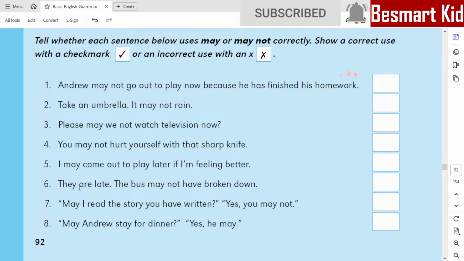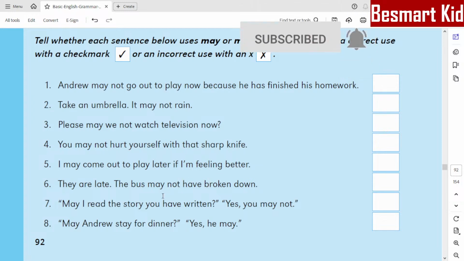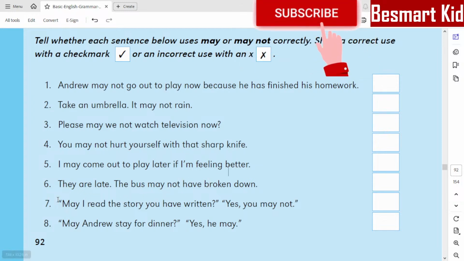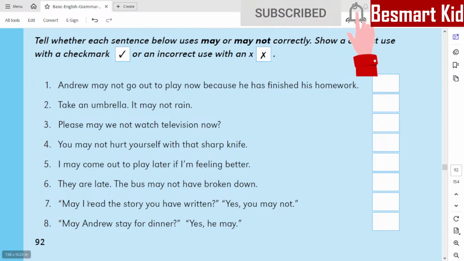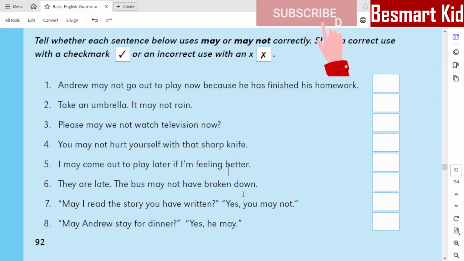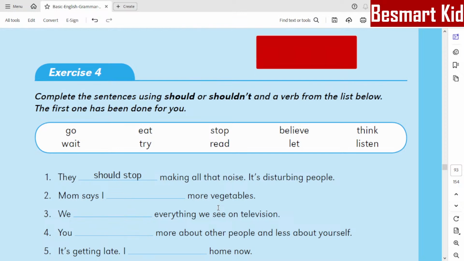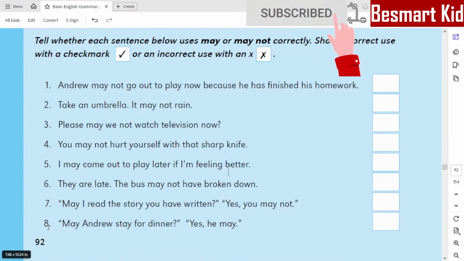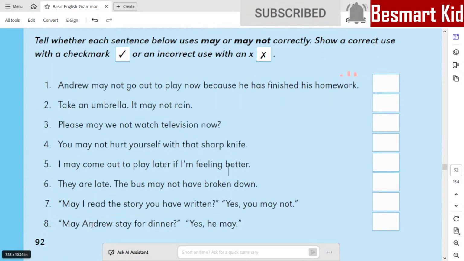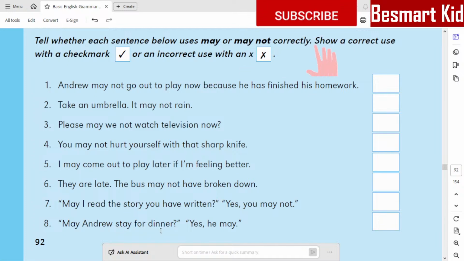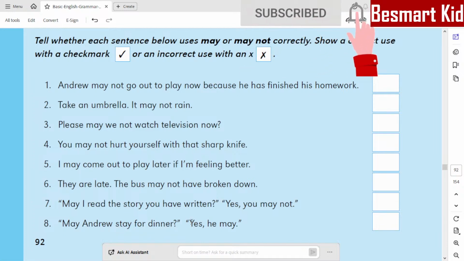6. They are late. The bus may not have broken down. 7. May I read the story you have written? Yes, you may not. 8. May Andrew stay for dinner? Yes, he may.